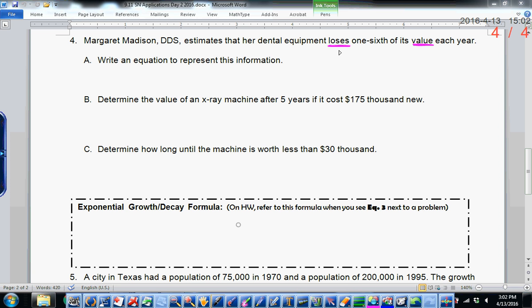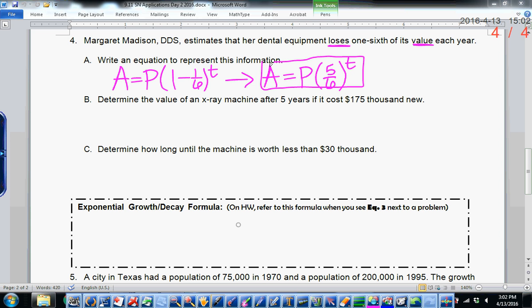So if we write an equation to represent this, this would be A equals P times 1 minus what? R. Okay, and what would R be in this case? 1/6 to the T power. So if you wanted to, you could simplify that to A equals P times 5/6 to the T power. All right? We're going to skip over B. That's just plugging in. We can handle that.